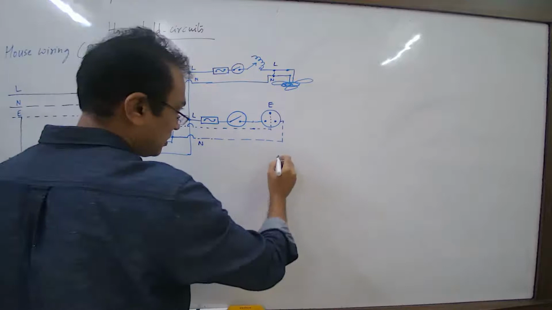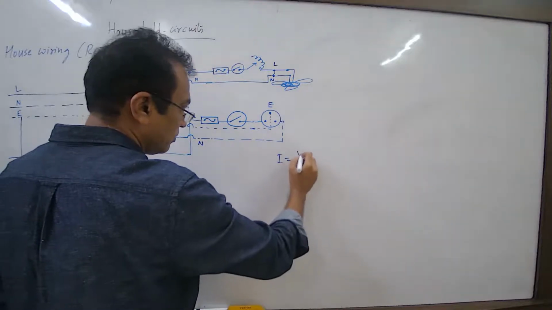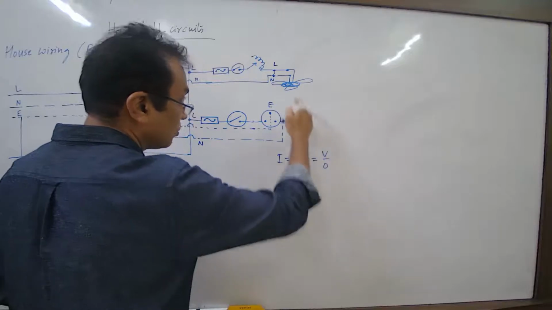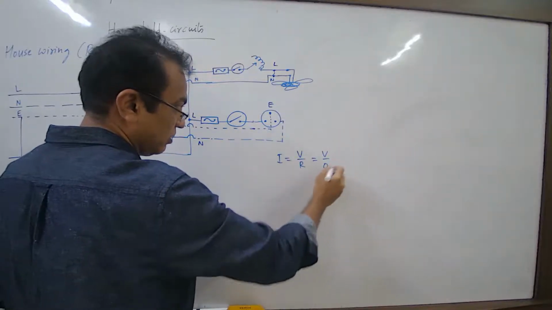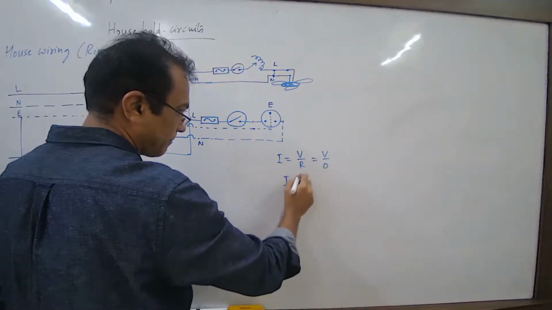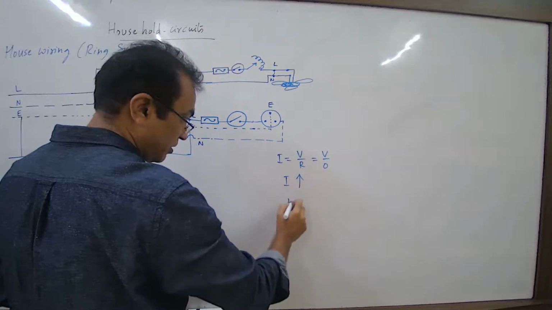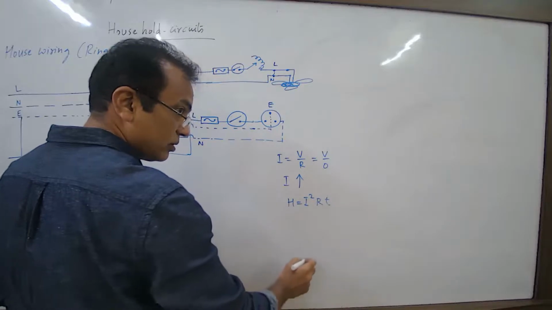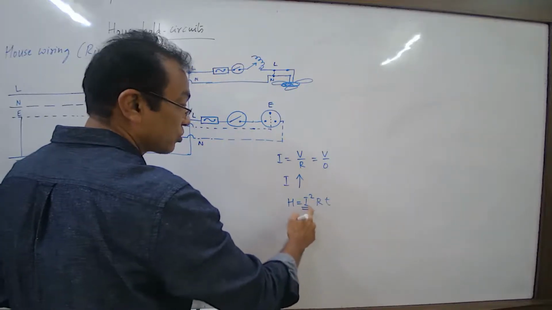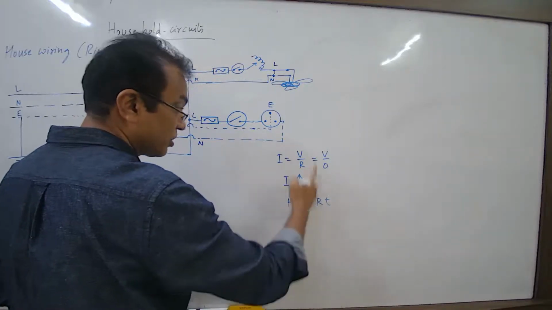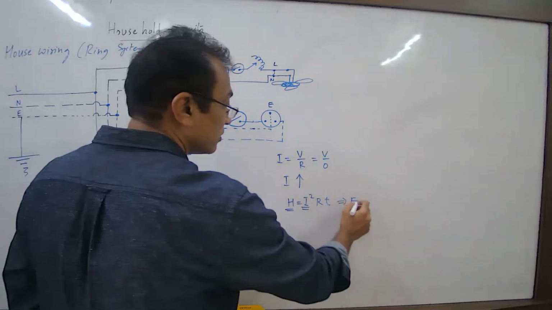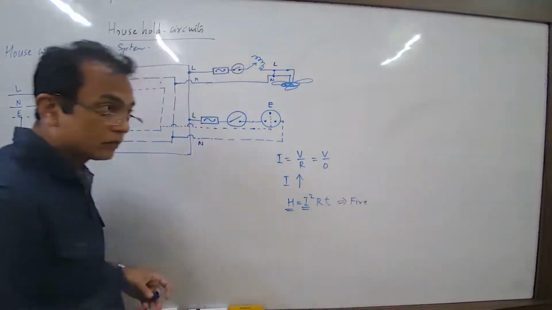So what happens? I is equal to V by R. So it is V by 0. No load means zero resistance. So current will be infinite. Infinite current means how much heat? Okay. So square of current. Huge current means heat, fire. So we don't have any preventive measures for that. Fuse.